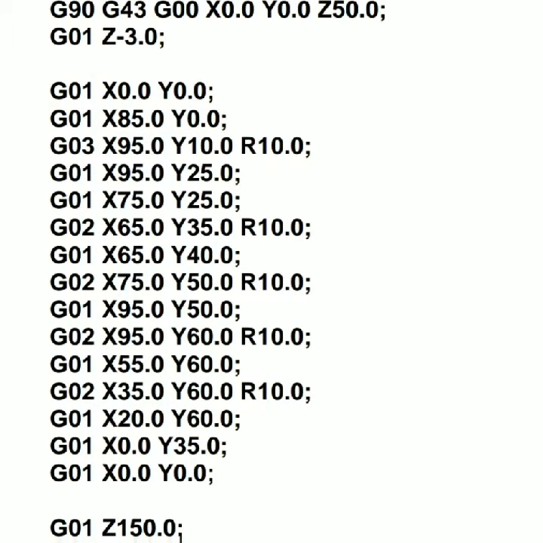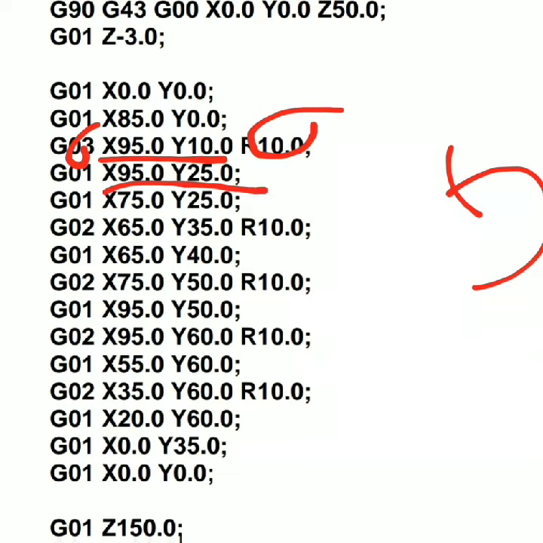Then the point will make a turn, G03, a counterclockwise turn, to point x equal to 95 and y equal to 10, and the radius is 10. Then the point will move to x equal to 25 and y equal to 25. The movement is like this because x doesn't change.